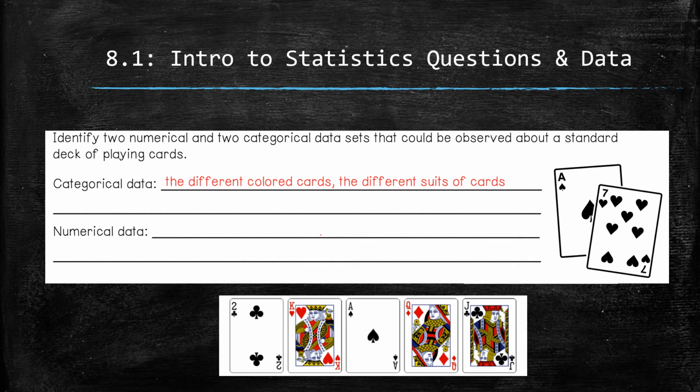For numerical data, we have our numbers for our red and black cards, or we have our face cards.